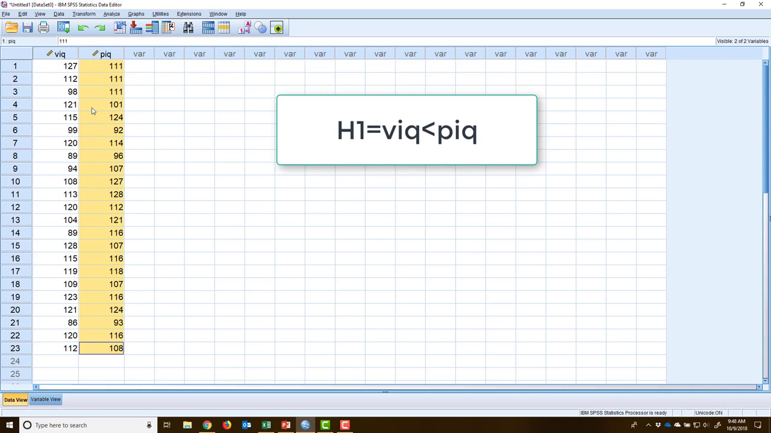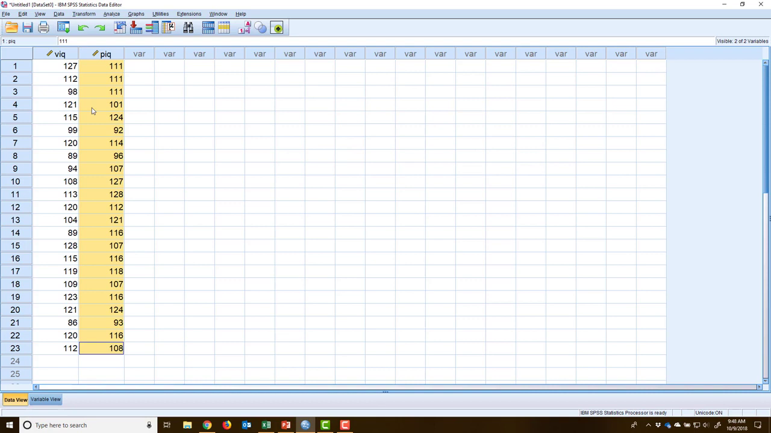All participants were measured on both of these variables, verbal IQ and performance IQ. So this is a repeated measures design with two conditions. For this example, we are predicting that there will be a significant difference in the scores of people with chronic illness on performance IQ and verbal IQ, such that people will score significantly lower on their verbal IQ than their performance IQ.